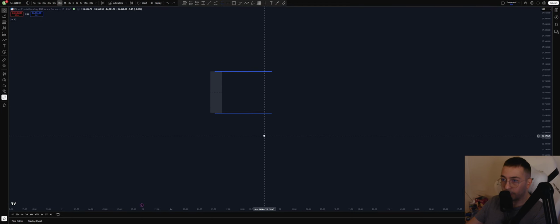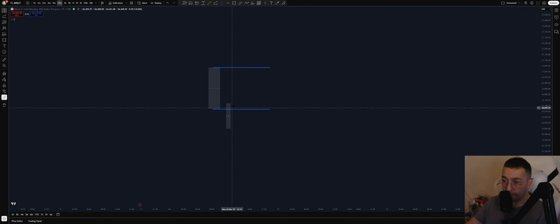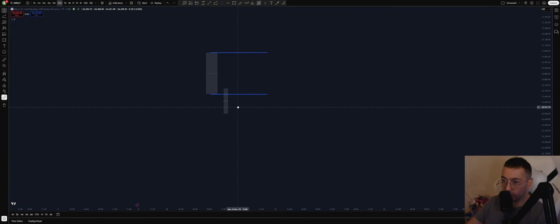How? Let's say, for instance, the price broke below and did not reject the low of the orb, or the high of the orb, and break back into the range. Instead, it dumped. So what do you do in this case?